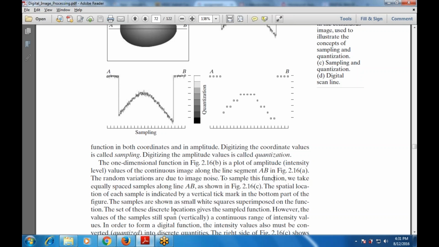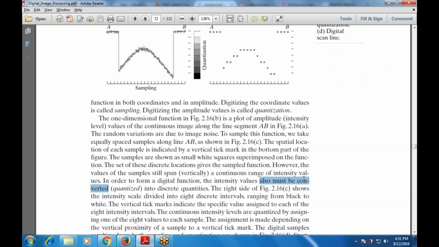When we combine the discrete locations, that gives a sampled function. However, the values of the samples still span a continuous range of intensity values vertically. And the intensity values must also be converted, quantized, into discrete values.